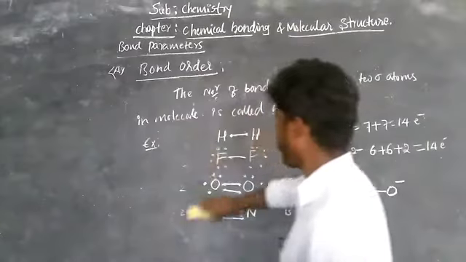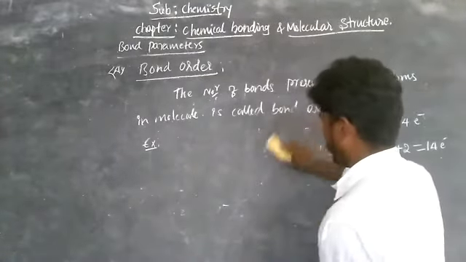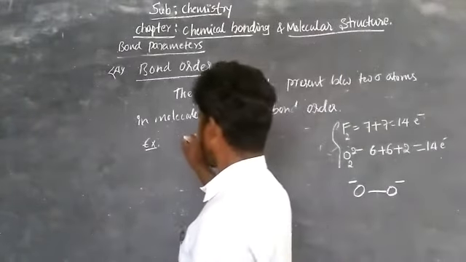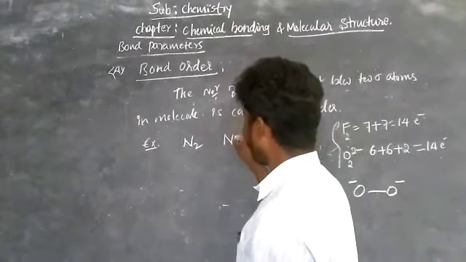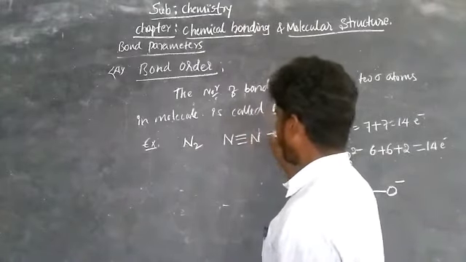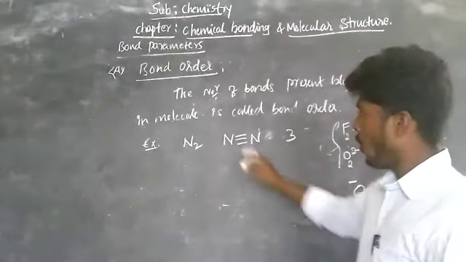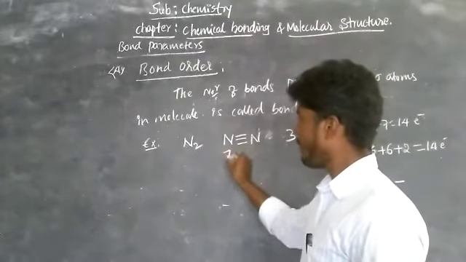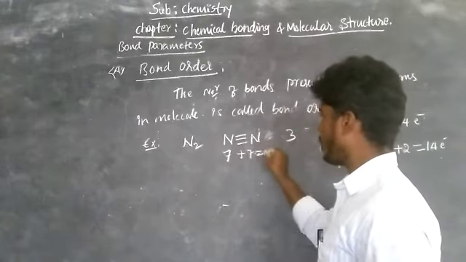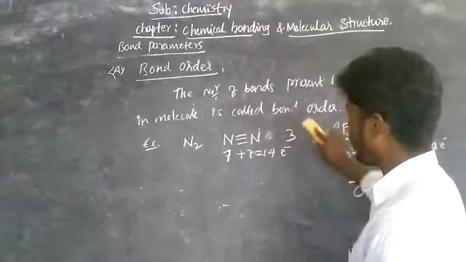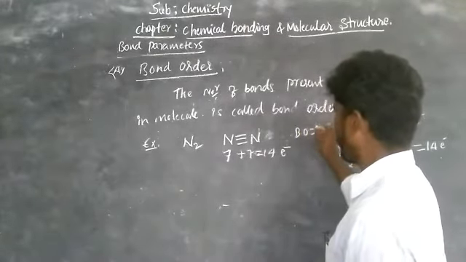Take the nitrogen molecule. This is a molecule, right. Now what is the bond order? 3. N triple bond N. That is equal to 3. Bond order is equal to 3. Now how many electrons are there? Totally 7 for nitrogen plus 7, that is equal to totally 14 electrons. Totally 14 electrons. The bond order is 3.